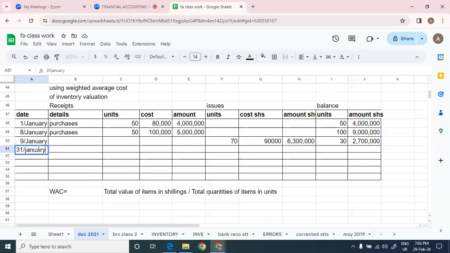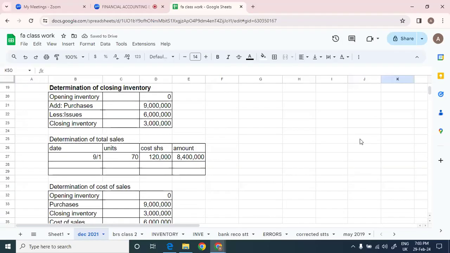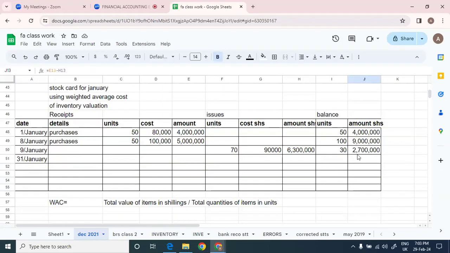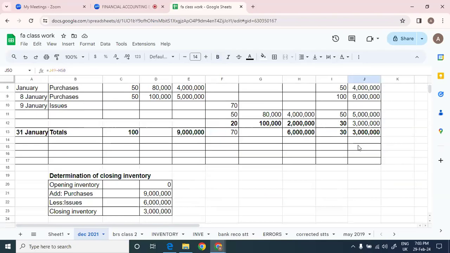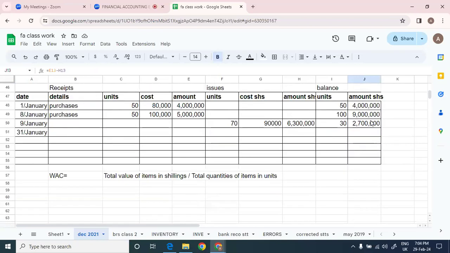The conclusion, I've said that when you compare the two prices, you see FIFO is having 3 million, WAC is having 2.7. What does it mean? We've said that FIFO overestimates the value of closing inventory, and WAC underestimates the value of closing inventory. That is the conclusion I've made on the closing inventories.